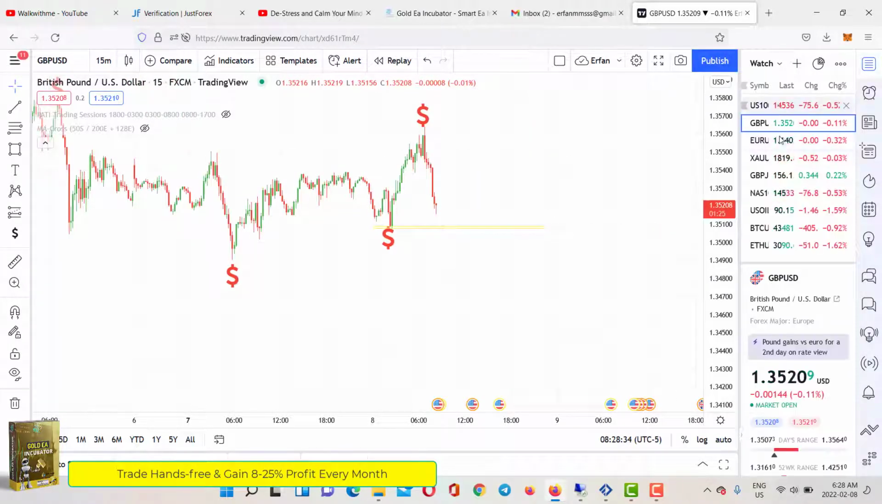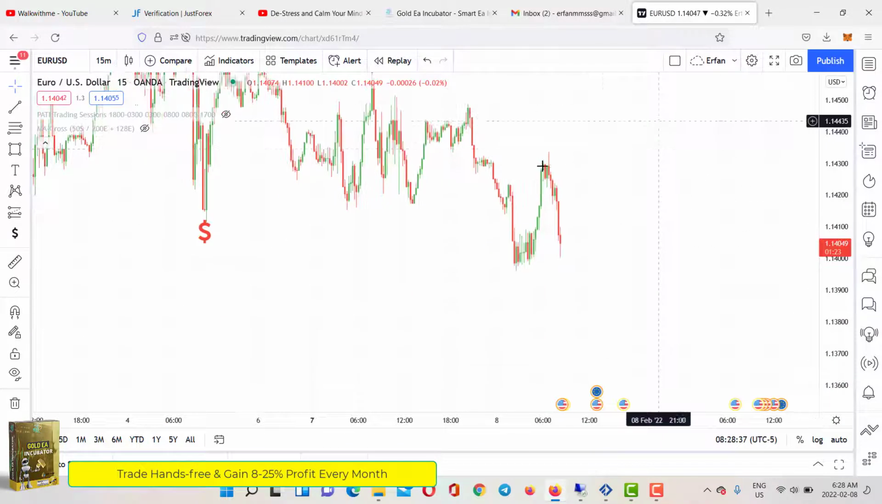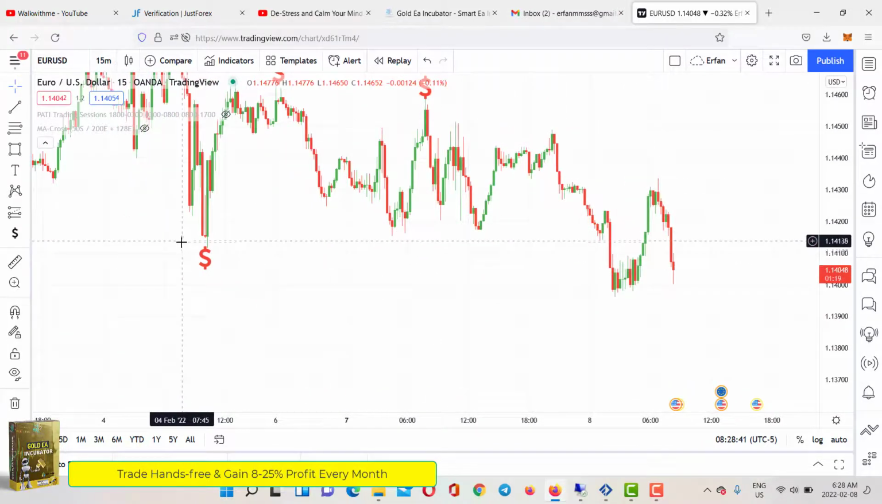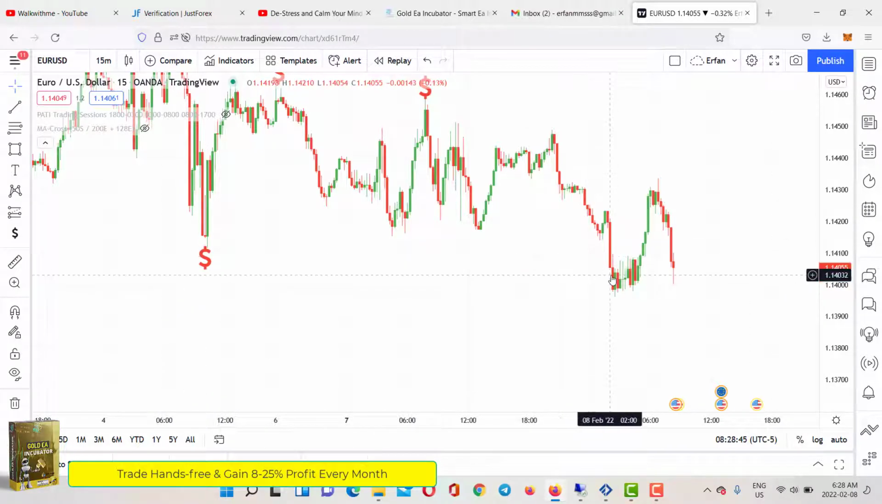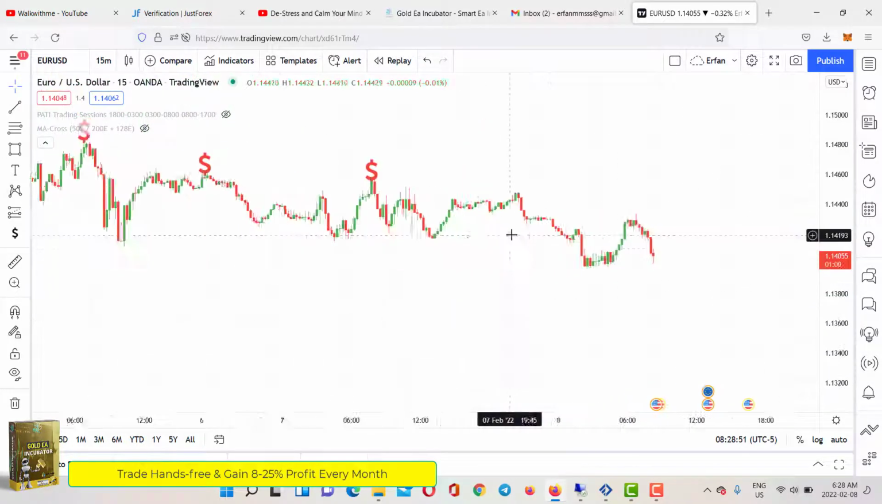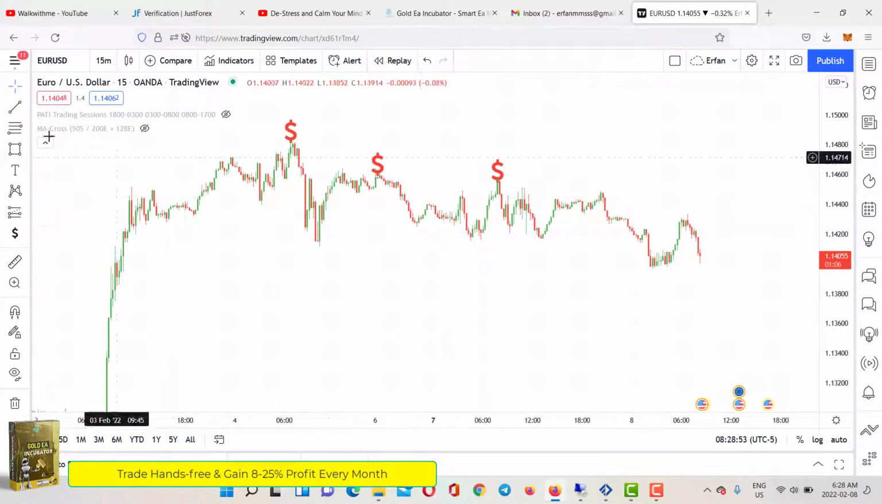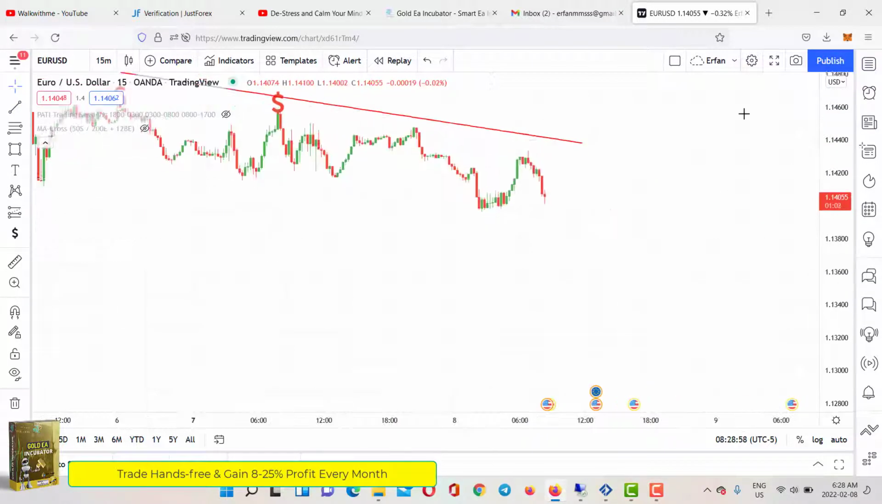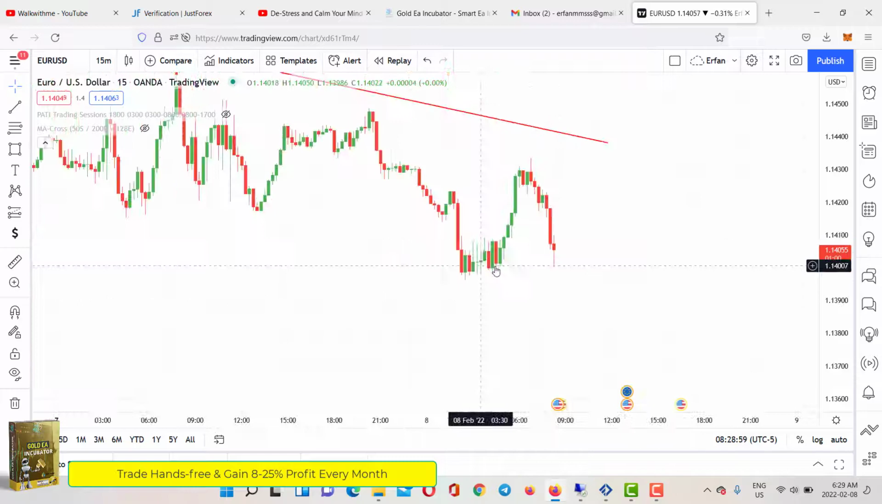I'm going to go to EURUSD very quick. The same thing is probably happening with EURUSD as well. This liquidity is already grabbed. As you can see, the candle dropped, grabbed the liquidity, consolidated, and then it went up. And now the price is going down again. But the trend is bearish. The trend is bearish, it's pretty obvious.